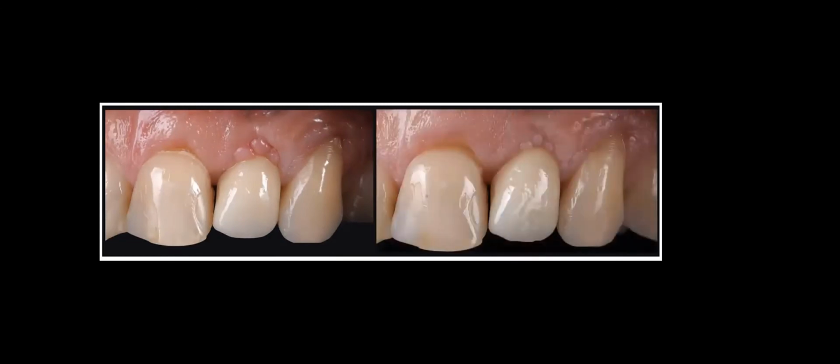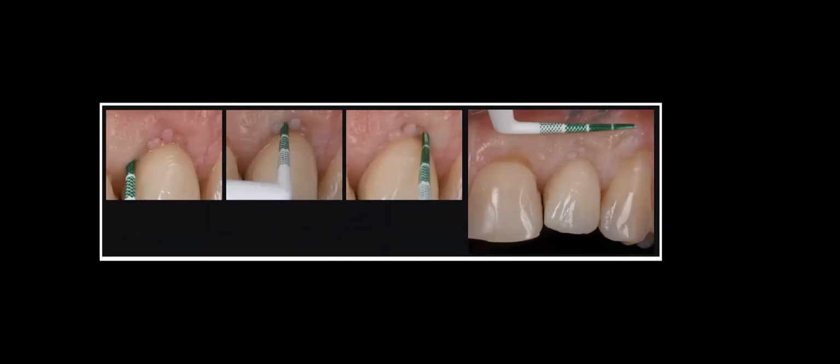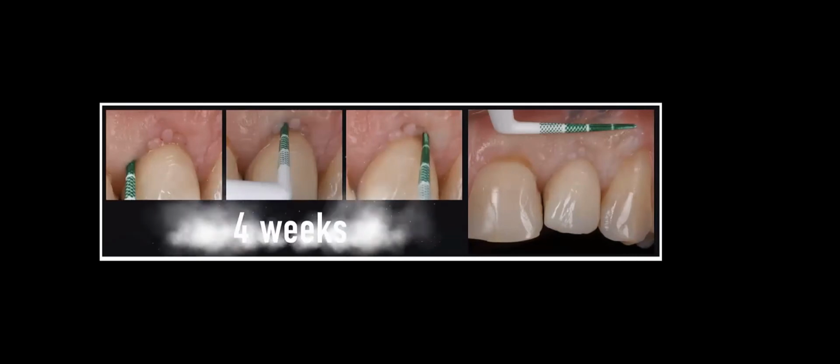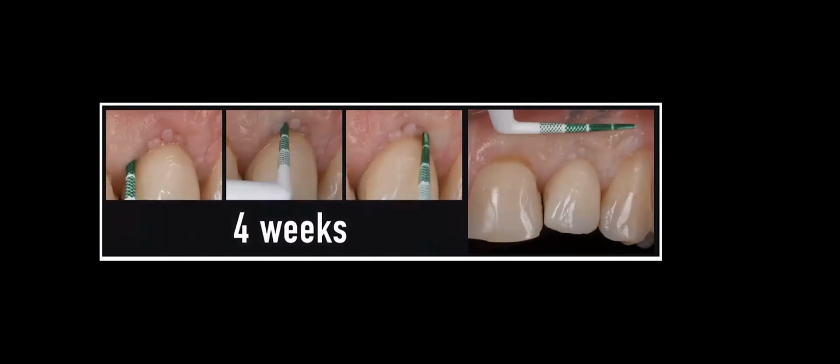So in this case, for example, already in 4 weeks, we saw a very clean soft tissue, the bleeding was gone. And when we probed the soft tissue, we probed less than 3 millimeters. Already we got this result in 4 weeks.